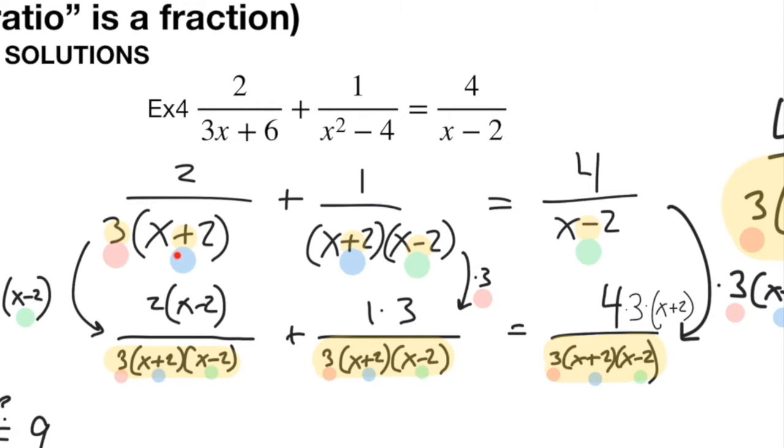Look, there's an x plus 2 here and an x plus 2 here. There's an x minus 2 here and an x minus 2 here. And there's a 3 all the way out here.